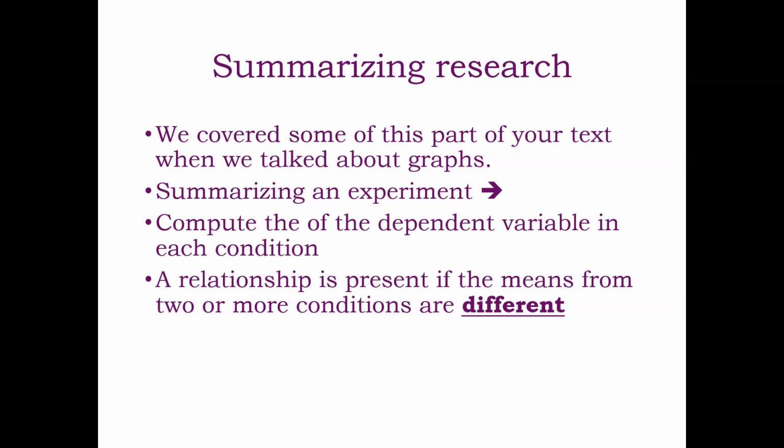So if we have people play either violent or non-violent games and then assign hot sauce, we measure how much hot sauce they assign, and then we figure out the mean allocated hot sauce for each condition, violent versus non-violent, right? So that just summarizes the mean for each condition. A relationship is present, that is between, in our example, playing violent versus non-violent video games and aggression, if the means from the 2 conditions are different.